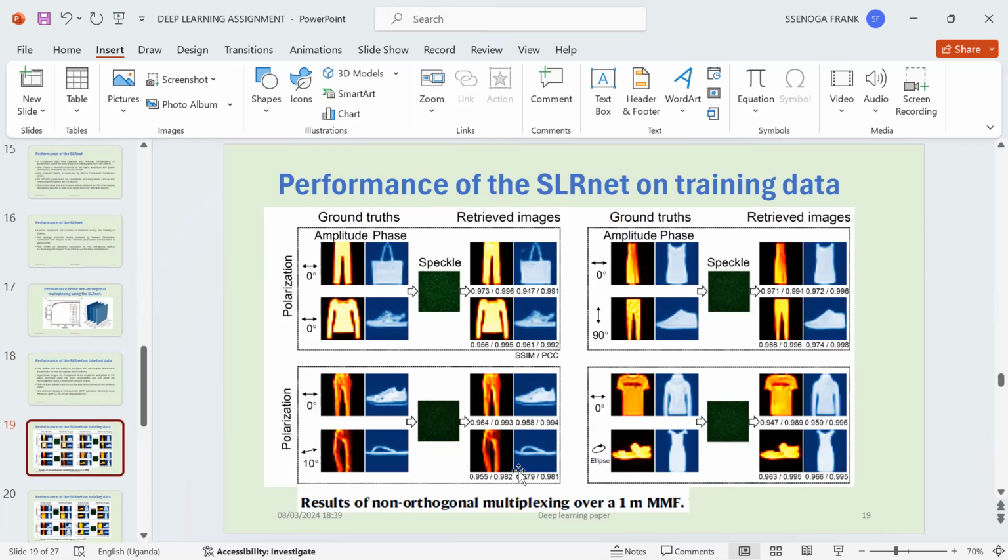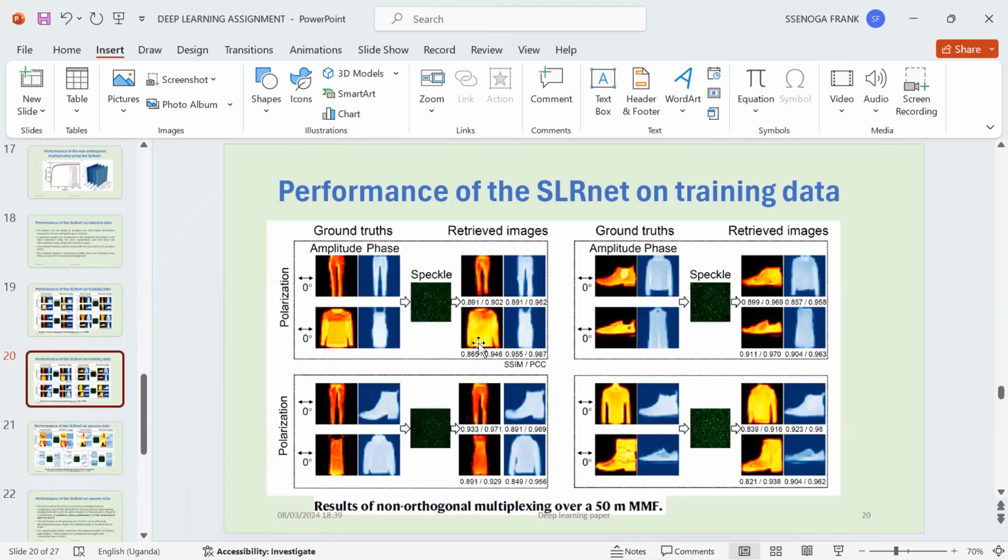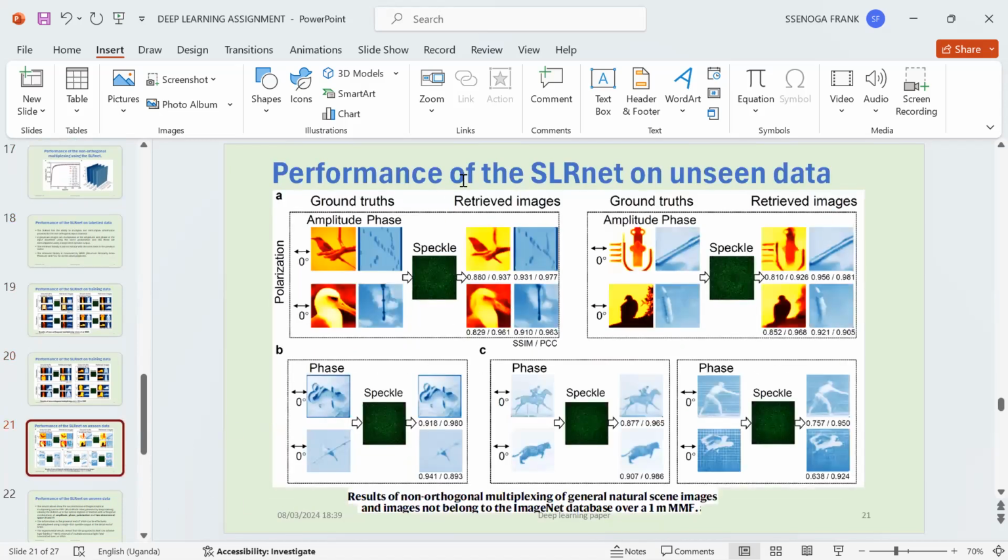So you see that in the figure here it is over a 1 meter cable. So this is the performance of SLNet on the same data set, but for the same input data with respect to the 50-meter optic fiber cable. Now this is the performance of the SLNet with respect to unseen data. This is the evaluation data set which the neural network has not seen, over a 1 meter MMF cable.